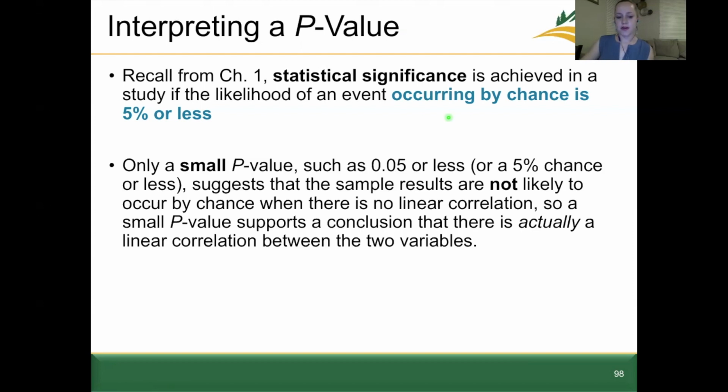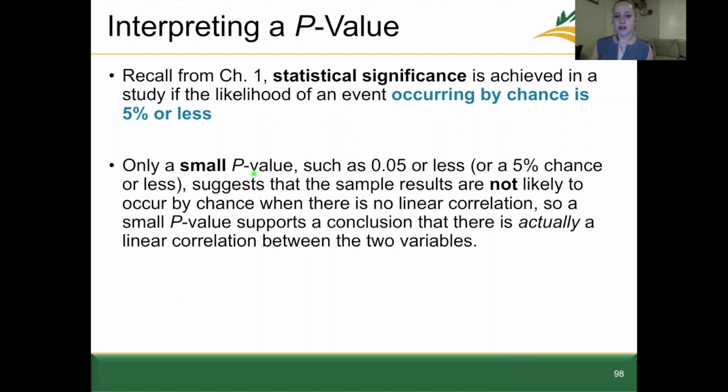So how do we interpret a p-value? Only a small p-value, such as 0.05 or less, which is the same as a 5% chance or less, suggests that the sample results are not likely to occur by chance when there is no linear correlation. So a small p-value supports a conclusion that there is actually a linear correlation between the two variables. So again, the first step here is to calculate an R value. If we get an R value that's exactly 0 or pretty much exactly 1 or -1, then we're certain that there is no correlation if it's 0, or there is a correlation if it's -1 or +1.